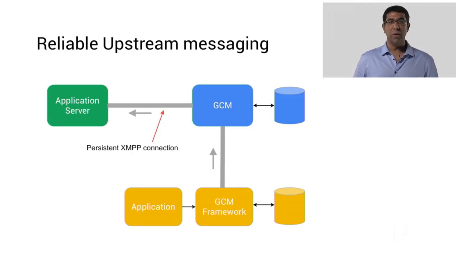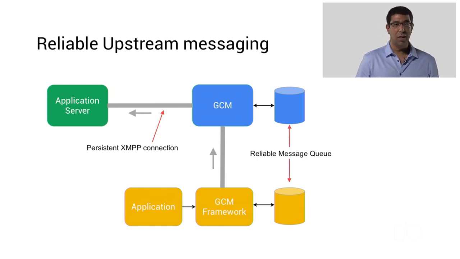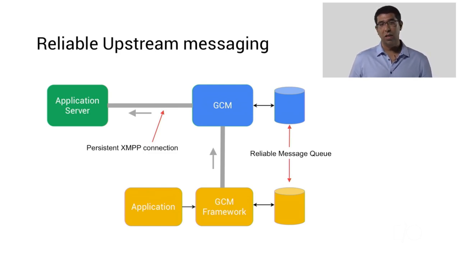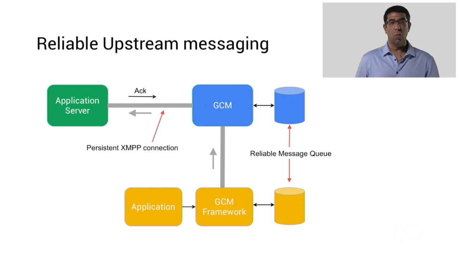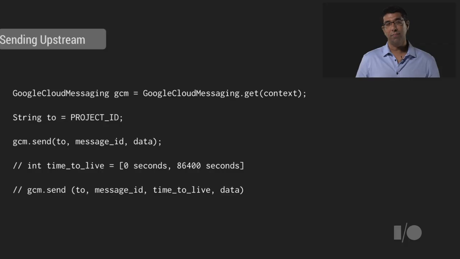Since the connection between the device and GCM already exists, it's a low latency send as no new handshake is needed. These messages are saved locally if the device is offline and are sent when we have a connection. We use the same reliable message queue technology that we use for downstream messages. So if we lose a connection to your server, we will deliver the messages once the connection is reestablished. We will delete your messages once we get an ACK from your server.